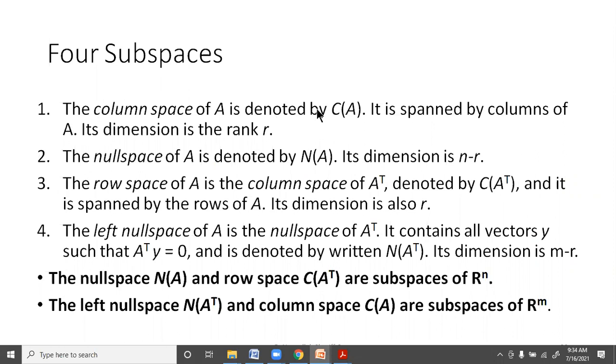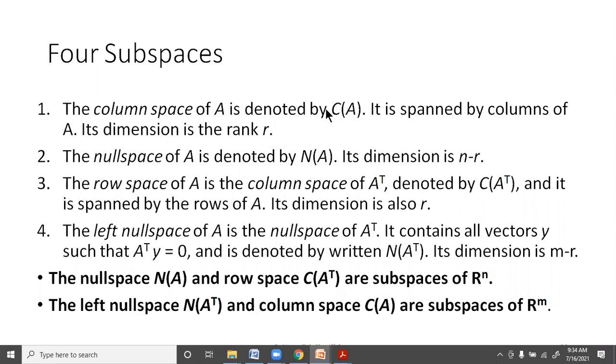So the column space of A is denoted by C(A). We denote the column space of a matrix A by the symbol C(A), and it is spanned by the columns of A, not by the columns of U or R. Please remember that it is not after the reduction, it is before the reduction. We are not bothered about U and R here, rather we are taking the span of the columns of A. Its dimension is the rank r. Dimension of C(A) is r.